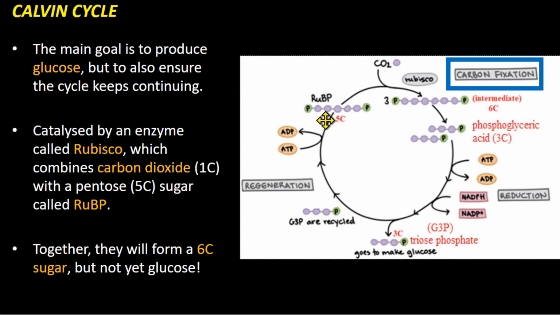This here would have to add a carbon to it. This carbon comes from carbon dioxide. Rubisco is an enzyme that would catalyze this process, the addition of the carbon from carbon dioxide to the RuBP molecule here. So 5 carbons plus 1 carbon will give you a 6-carbon sugar. This is not glucose yet though, this is just an intermediate.